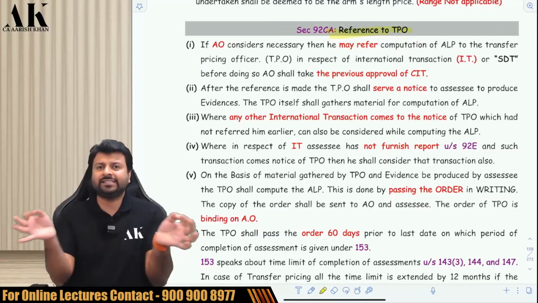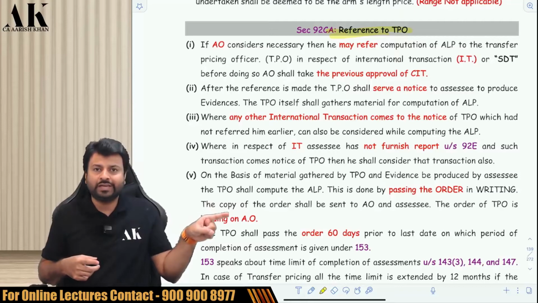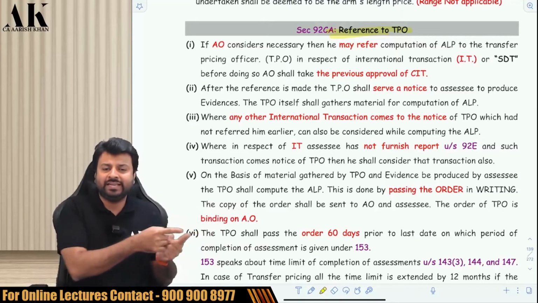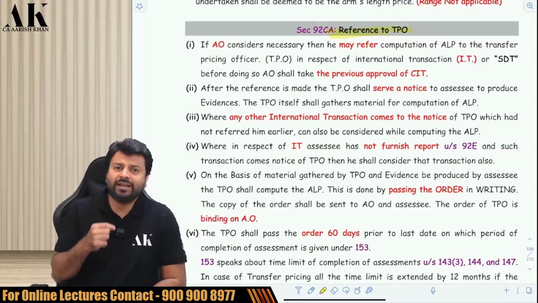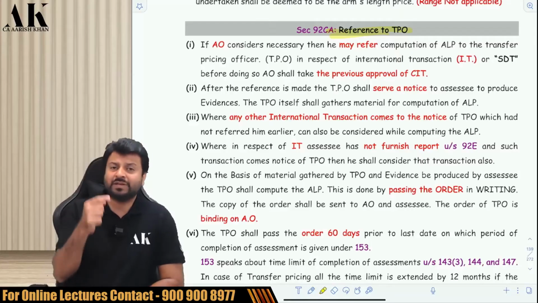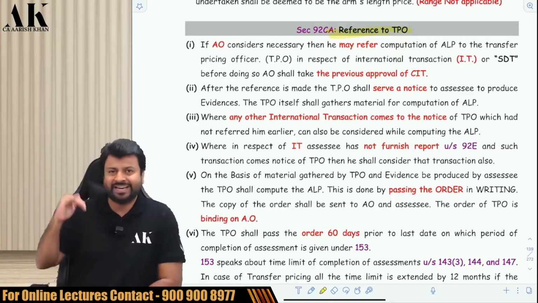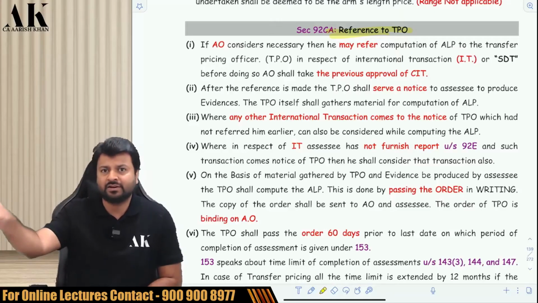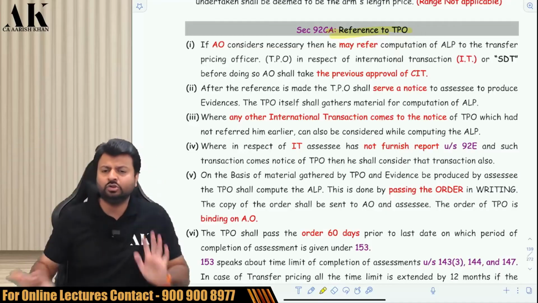Now there is a triangle over here. I am an assessing officer, and there is an assessee over here. I am doing the assessment of the assessee. While doing the assessment, I have some issues with respect to determining the arm's length price of the international transaction and determining the arm's length price of the specified domestic transaction also. So with the previous approval of CIT, I can go to the transfer pricing officer and tell him that I refer the matter to you and now you compute the arm's length price.